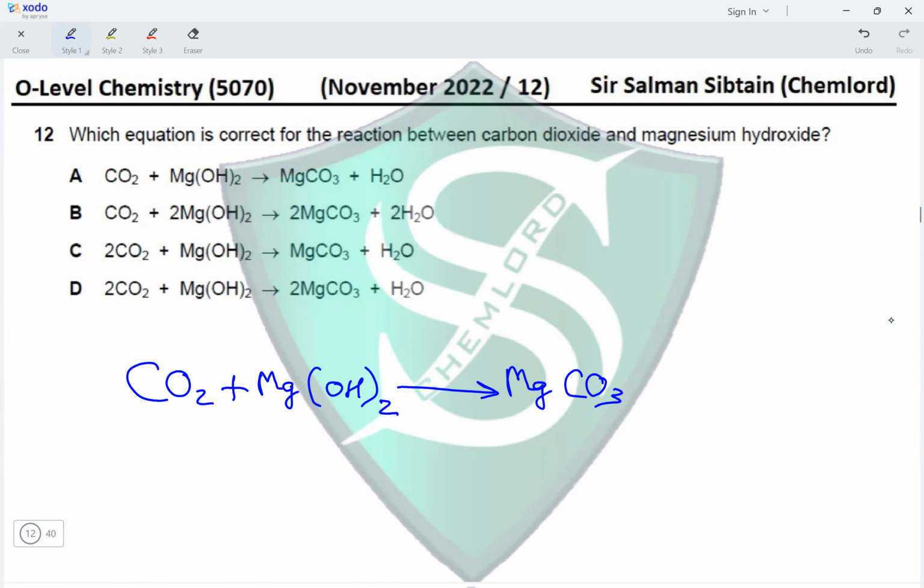And this is the salt in this reaction. And the remaining part would be water. So we have two hydrogen and one oxygen remaining. So this is water. So this would be the equation for the reaction of CO2 with Mg(OH)2, which is option A out of the four given options. So option A is the correct option for this question.